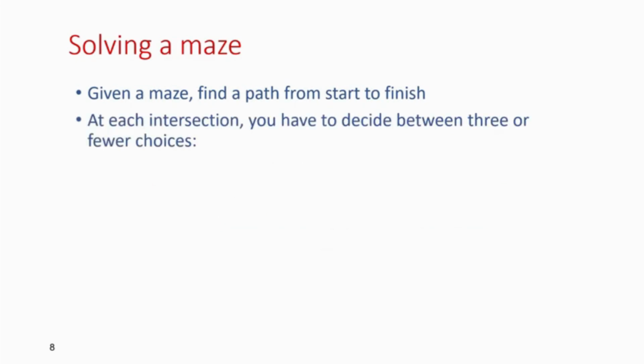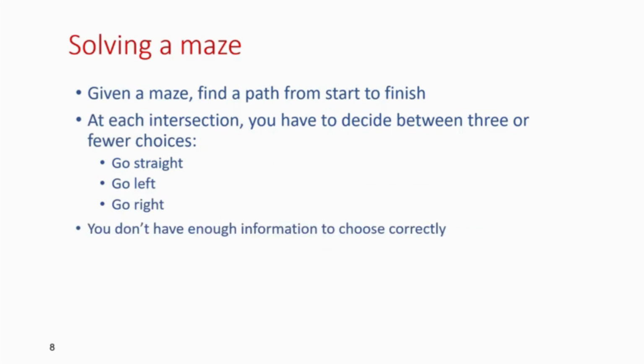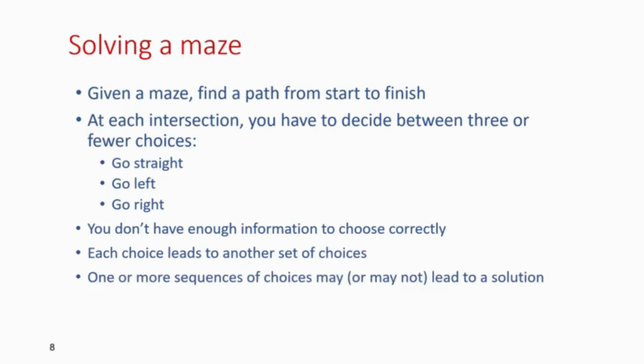So here we can say solving the maze, right? Given a maze, find a path from start to finish. At each intersection, you have to decide between three or fewer choices, right? Mostly in the maze concept, we have go straight, go left, go right. You don't have enough information to choose correctly. Each choice leads to another set of choices. One or more sequences of choices may or may not lead to a solution. Many types of maze problems can be solved with backtracking.